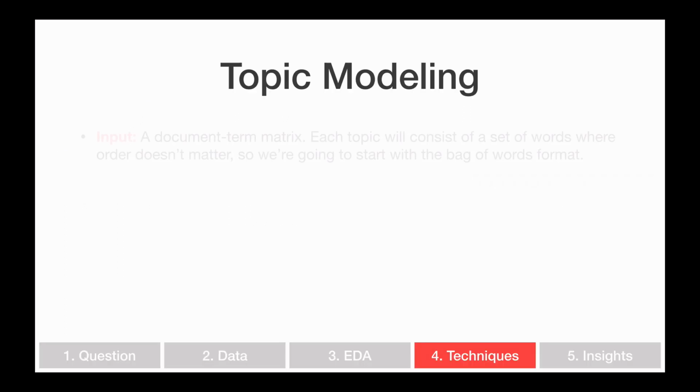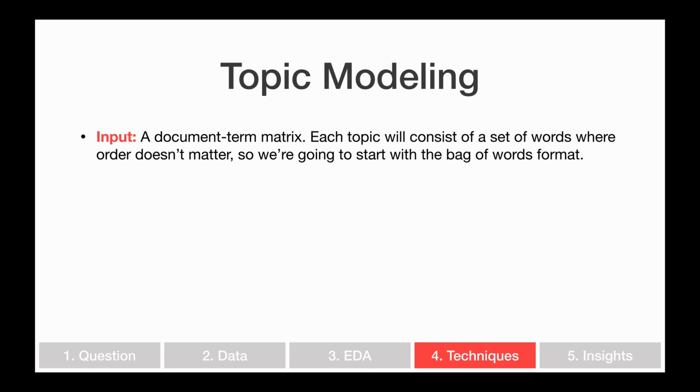For topic modeling, the input is a document term matrix. As I said in an earlier video, a document term matrix is a matrix where the rows are different documents and the columns are different terms. And the values in the matrix are the word counts. So each topic will consist of a set of words, and in this case, order doesn't matter. So we're going to work with the bag of words format that I talked about earlier. Basically, you have a bag and you throw in a bunch of words, and the order of those words doesn't matter. So each topic is just going to be a bag of words.